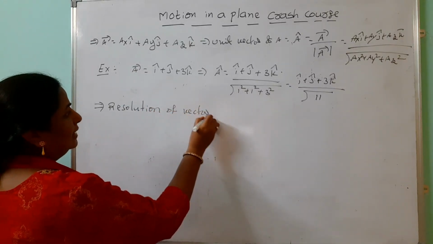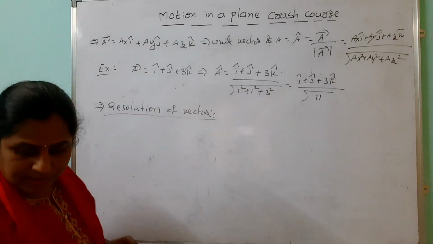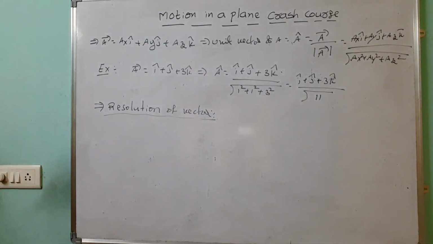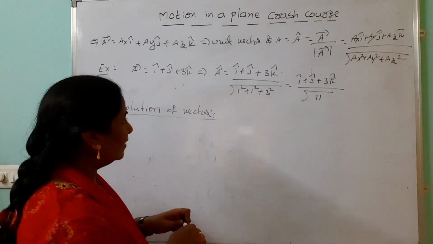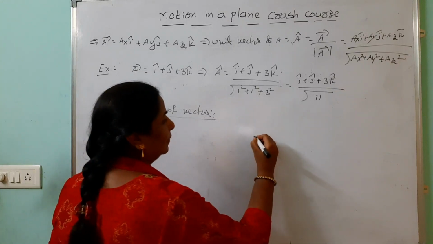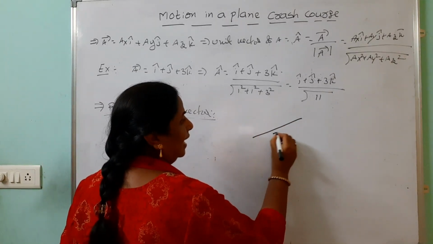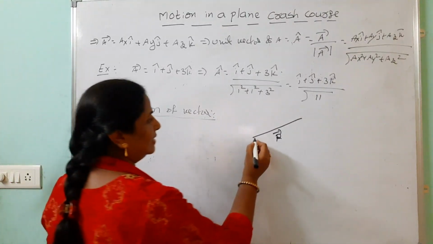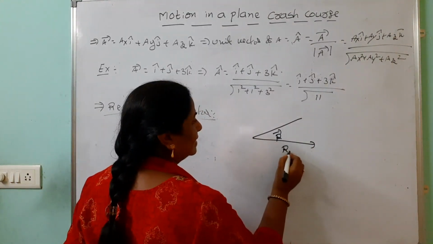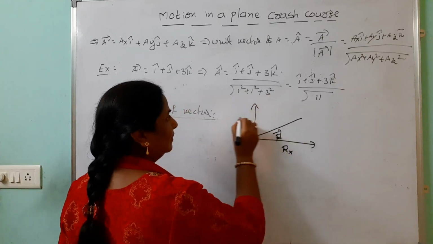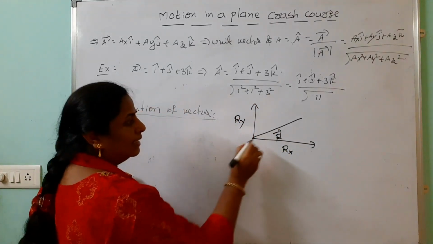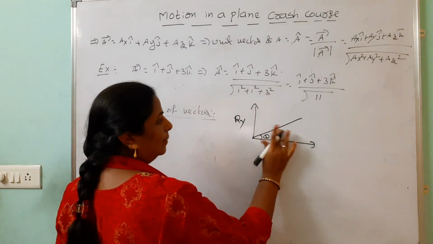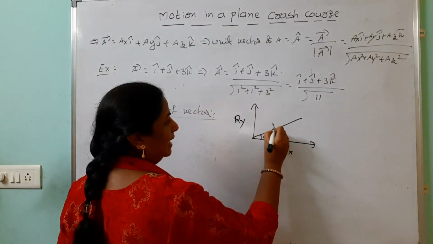Resolution of vector means we are splitting that vector into its components along the x-axis and along the y-axis. Look, this is one vector, that is r bar. Now we are resolving this vector into two components, one is rx, another one is ry. It makes an angle theta. This r bar is making an angle theta with the x-axis.